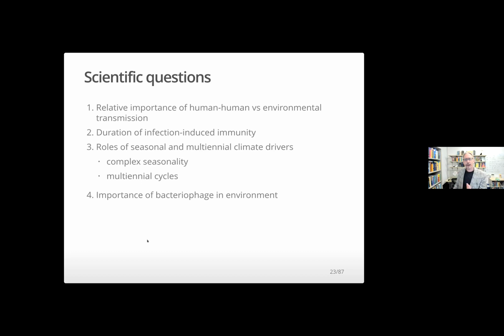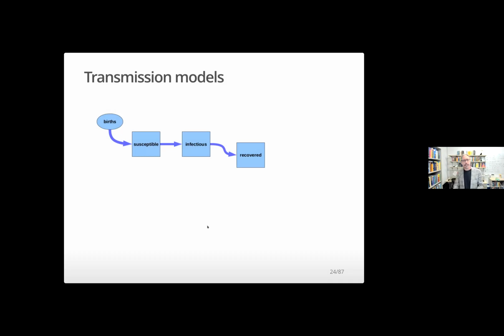Then there are the patterns that we see in the data in terms of both the seasonality within the year. How is it that we get this complex seasonality of multiple peaks per year? And what is responsible for the multi-annual cycles, the multi-year cycles that are there? There have been putative roles suggested for various decadal scale climate drivers. And then there are also interesting questions to do with the wild ecology of cholera and the interactions between cholera and the phage in the environment. So this is just an example of a variety of different scientific questions.